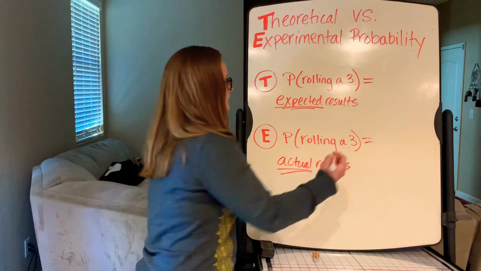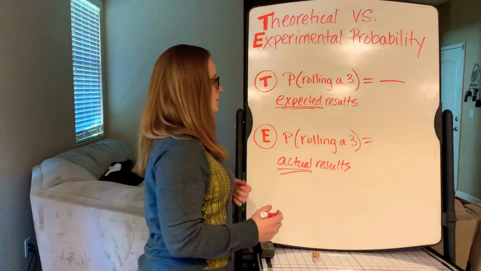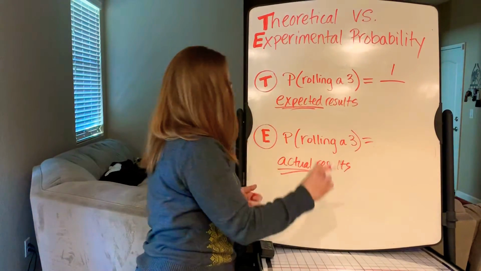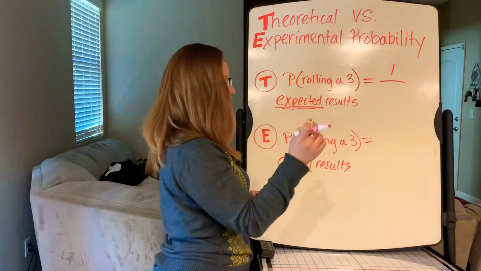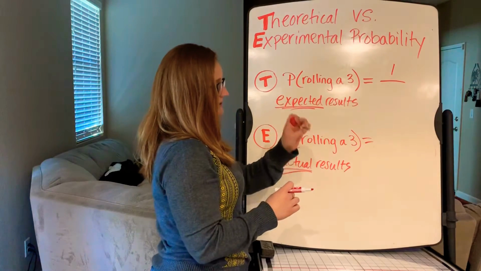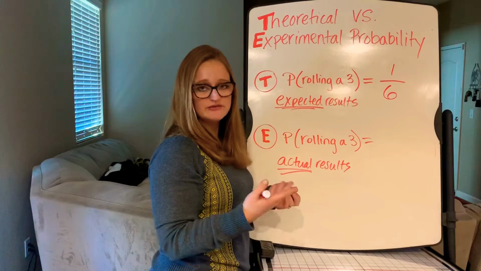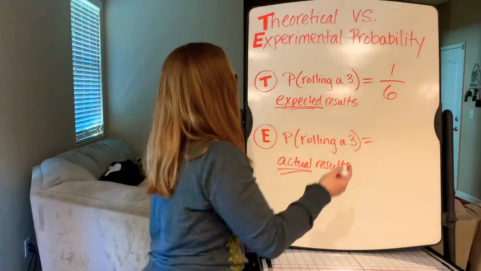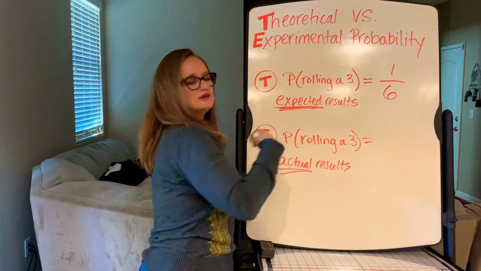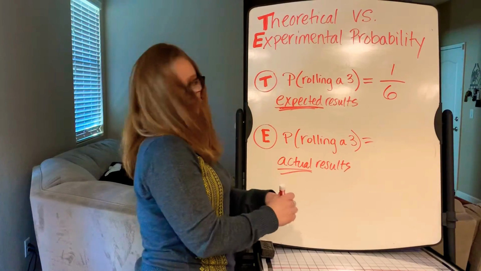So for rolling a 3, the theoretical probability would be 1, because there's only one 3 on this die, one chance to get a 3, and there are 6 total possibilities. We can either get a 1, 2, 3, 4, 5, or 6. So 1 out of 6 times we can expect to roll a 3. All right, but let's see what actually happens when I do roll this.